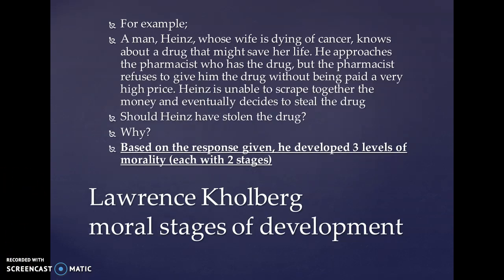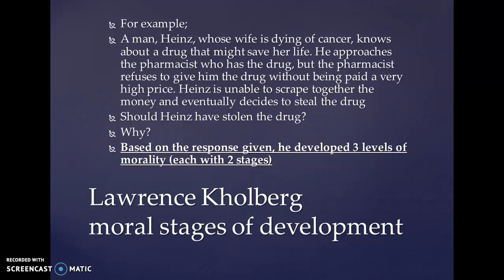Now, the scenario that Lawrence Kohlberg gave was a man named Heinz, whose wife is dying of cancer, knows about a drug that might save her life. He approaches the pharmacist who has the drug, but the pharmacist refuses to give him the drug without being paid a very high price. Heinz is unable to scrape together the money and eventually decides to steal the drug. This is a scenario he gave to children, teenagers, adults, older adults. And the questions he asked as a follow-up were, should Heinz have stolen the drug? And if so, why? If not, why?